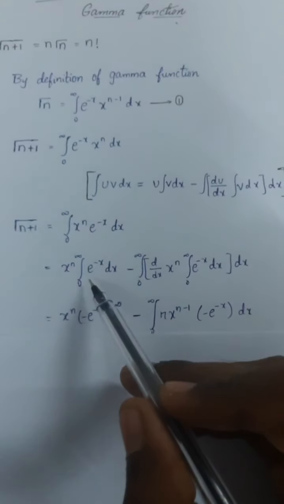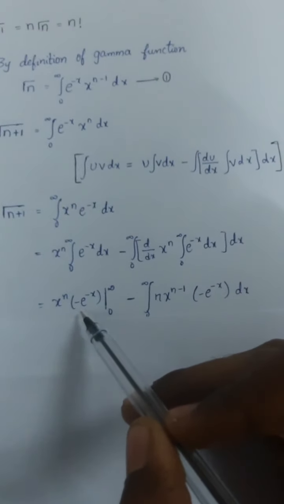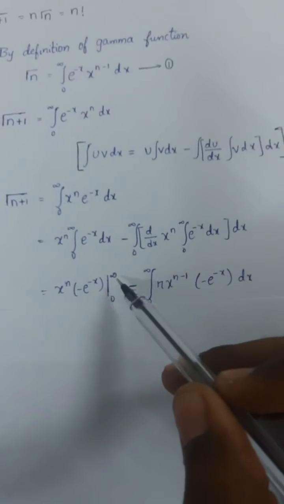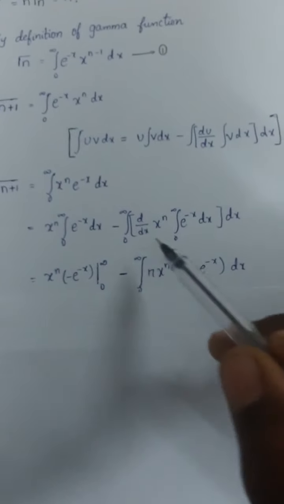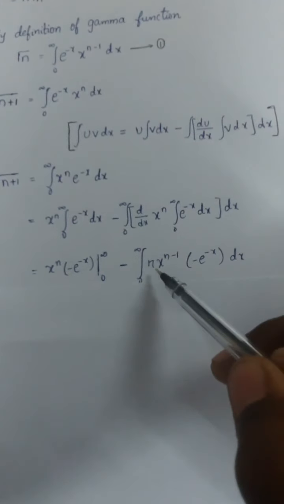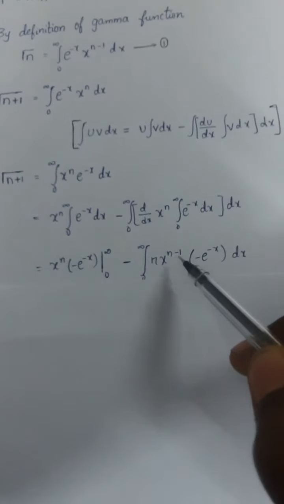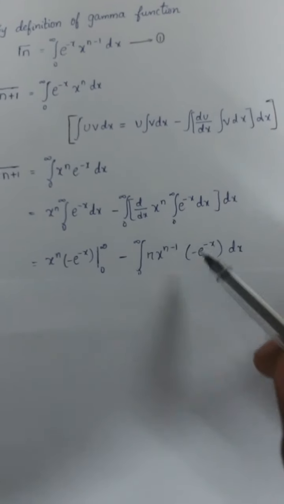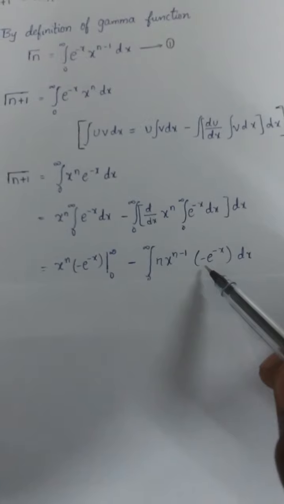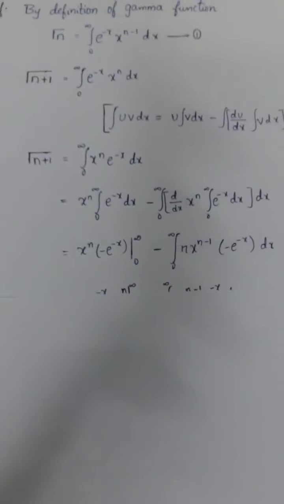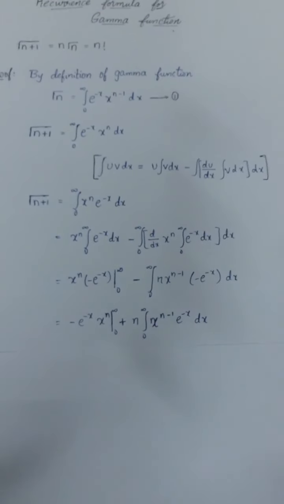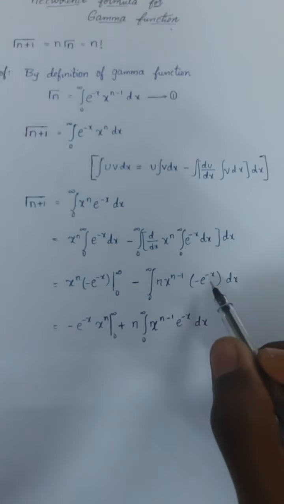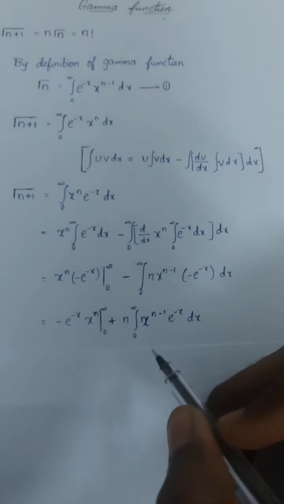Here e to the power minus x upon integration gives minus e to the power minus x on the limits 0 to infinity, and differentiating x to the power n gives n into x to the power n minus 1, and here integrating e to the power minus x is minus e to the power minus x. Bringing the constant and negative symbol out of the integration gives the following equation.